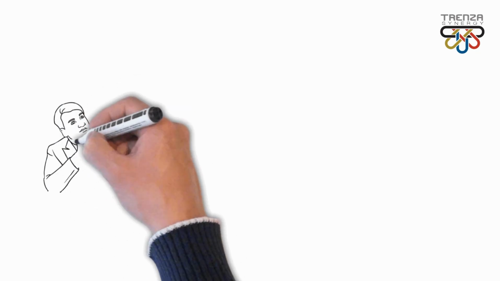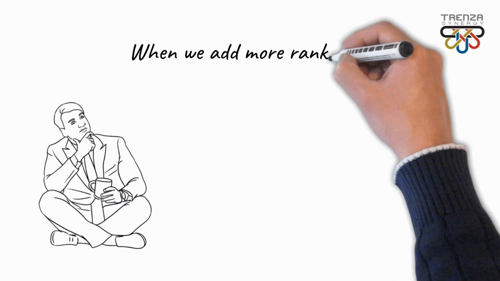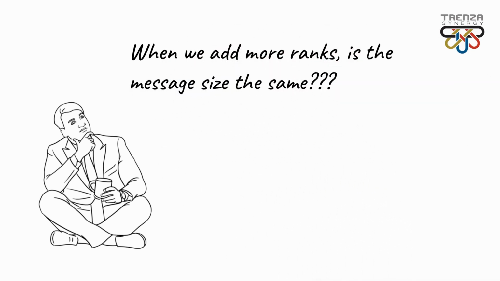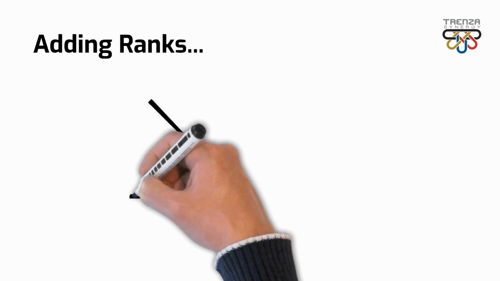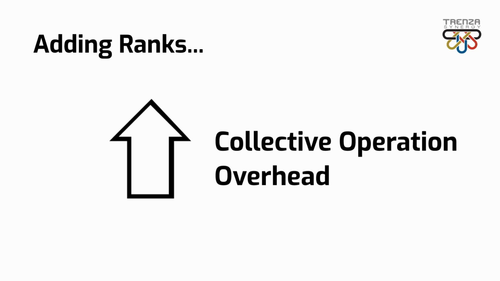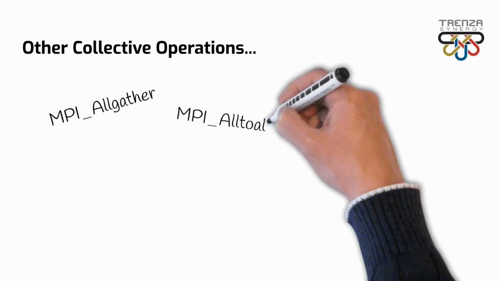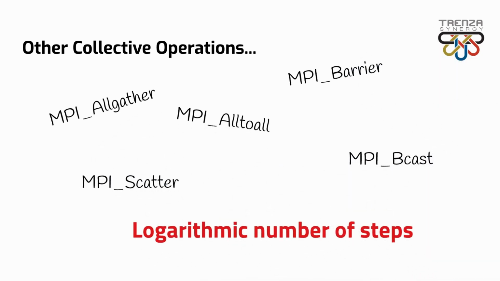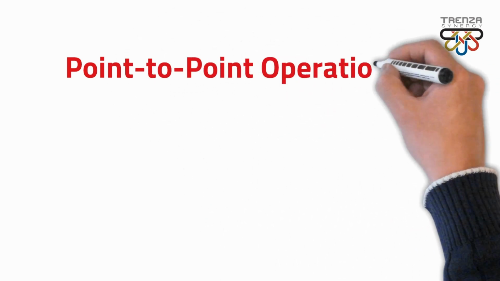Of course, this is a vast simplification that assumes the message size is the same, even when the number of ranks is increased, and that's not necessarily the case. But the point is that when you increase the number of ranks in MPI applications, you are adding significant additional overhead every time you pass one of these types of messages. Other collective operations have different patterns with a different amount of messages per step, but they all involve a logarithmic number of steps.